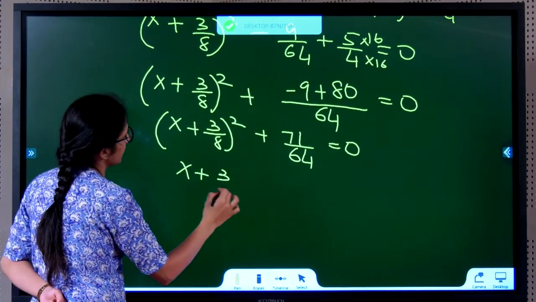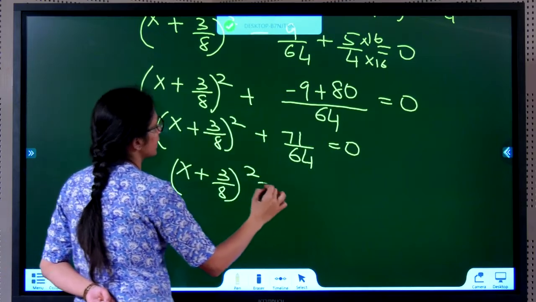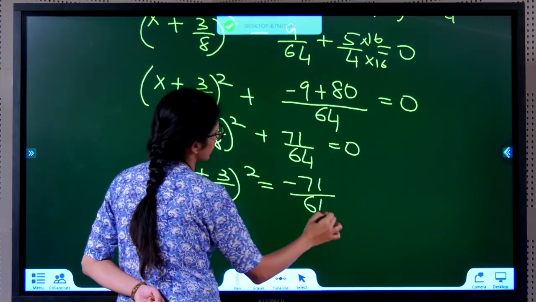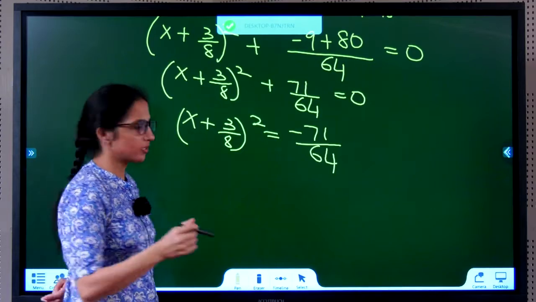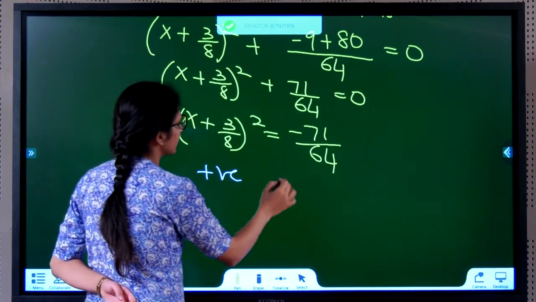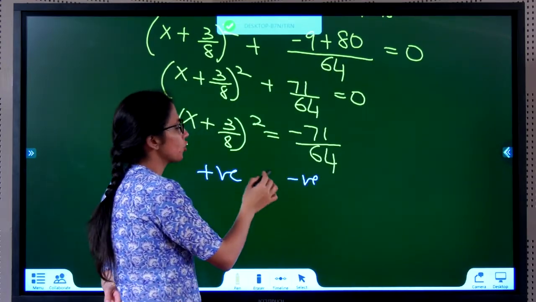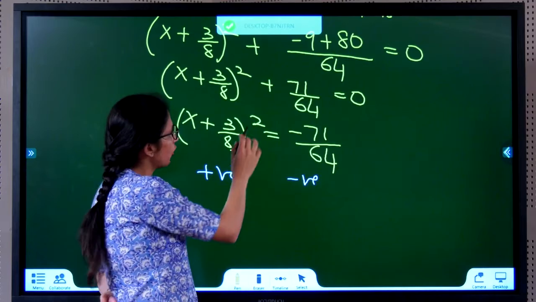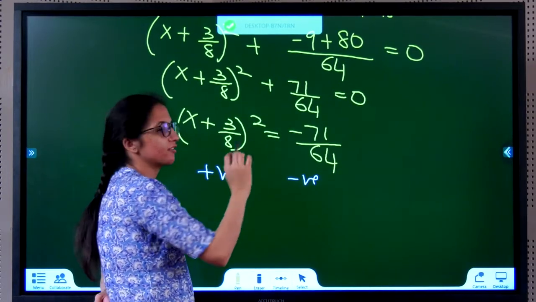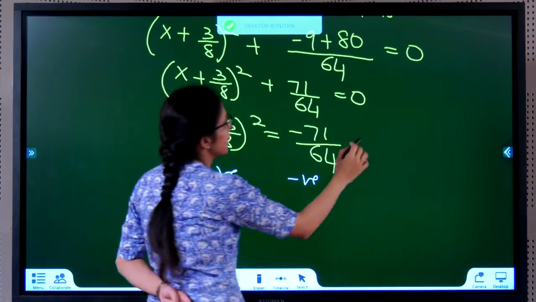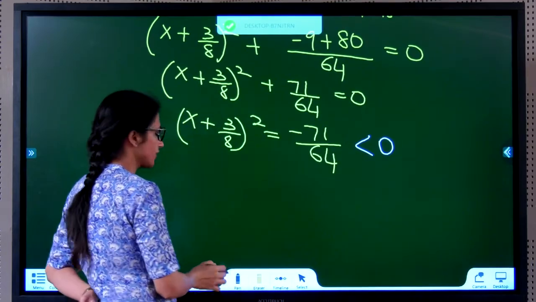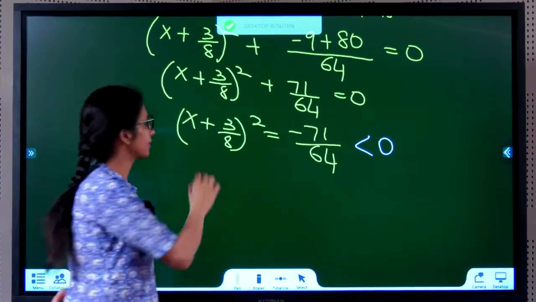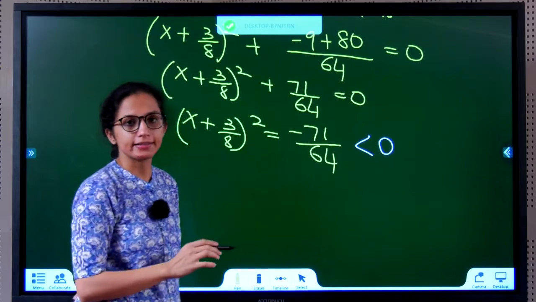x plus 3 by 8 the whole square is equal to minus 71 by 64. This is the squared number. Square of any number is always positive. This is negative, right? So positive cannot be equal to negative, or if you send the root that side, it will become root of negative again, which is imaginary, not possible. Since this is less than 0, we can say the roots of this equation do not exist. The solution of x does not exist.